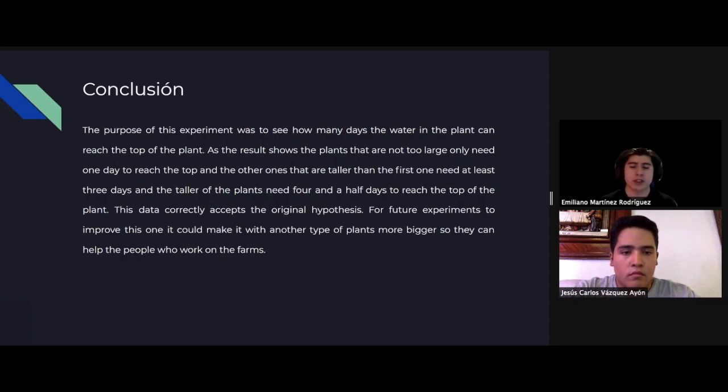For future experiments, to improve this one, it could be done with another type of more vigorous plants so they can help the people who work on farms.